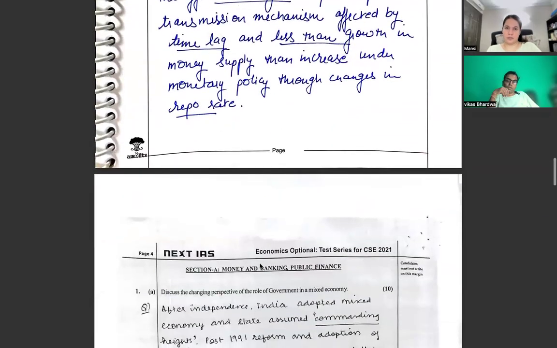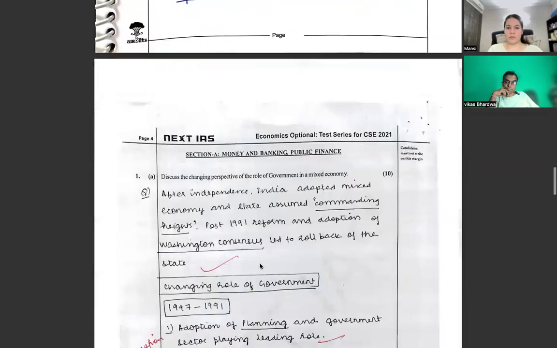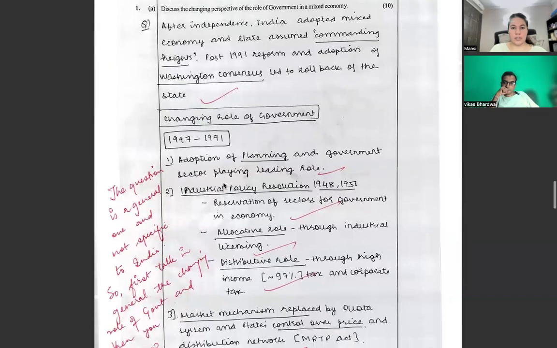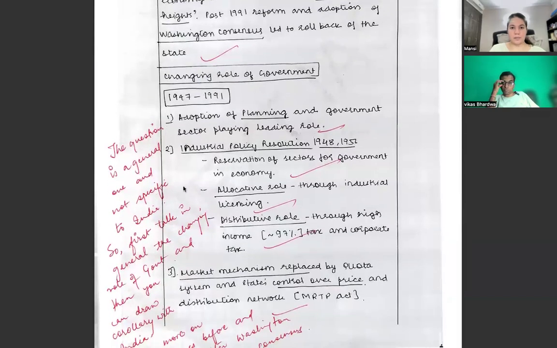You are able to put it in formula formation and also bring it in a flow. Let's see. So I discussed the changing perspective, the role of government in a mixed economy. After independence, India adopted a mixed economy and the state assumed commanding heights. Post 1991 reform and adoption of the Washington Consensus led to rollback of the state. Washington consensus is 1997.